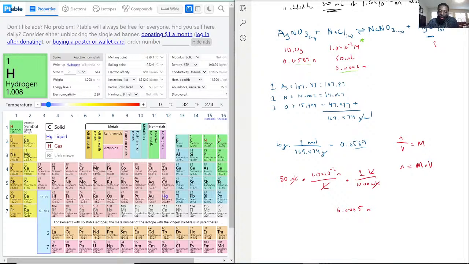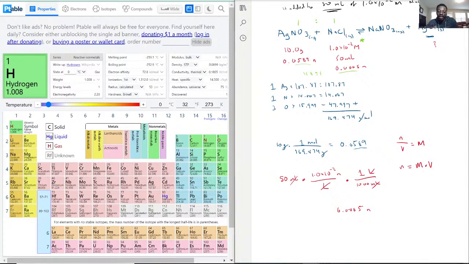So AgNO3 and NaCl, that's a 1-to-1 ratio, but that's clearly not the case here. So we can pick any of them just to divide by. If I want to do the 0.0589 divided by 0.0005, we actually have about 118 when you round it to the 1 ratio. So this is clearly in excess.